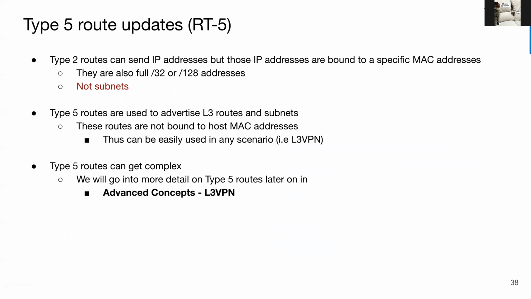All right, last but not least of the route types we want to focus on today is our type 5 route. And this is just sending prefixes. So type 2 routes are either sending MACs or they're sending what we call host routes, so a /32 or /128 if they're running IPv6. So this is a host route, not a prefix. Type 5 routes are not bound to any particular host. They are just advertising routes and subnets.